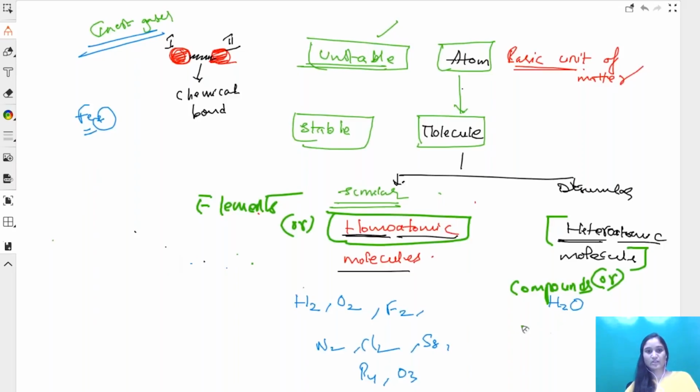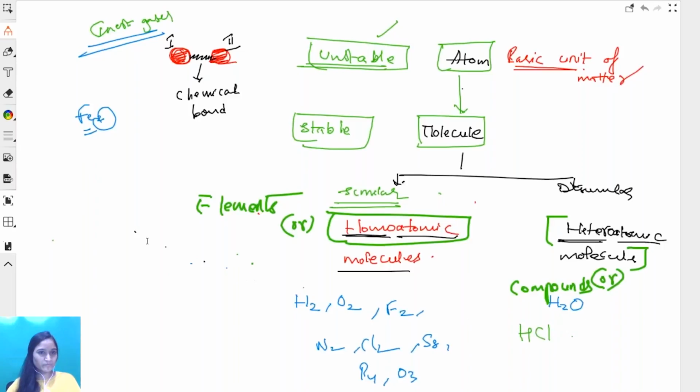HCl, Rahi, good. Next. Very good. CO2. Next. SO3. Very good. NaOH. Perfect. You guys are rocking. That means you have understood the difference between element and compound. Good. So this is about elements and compounds.